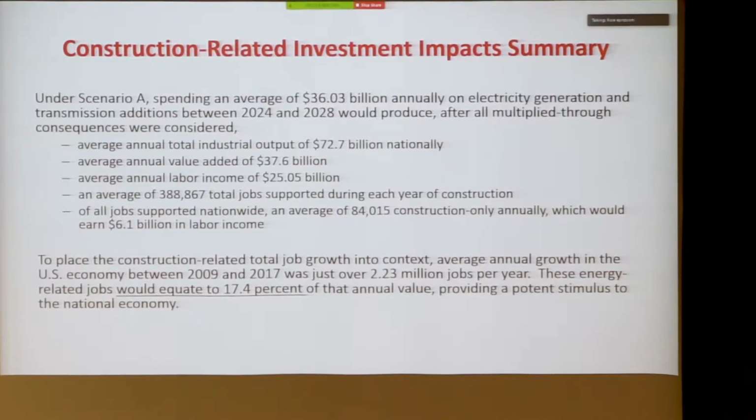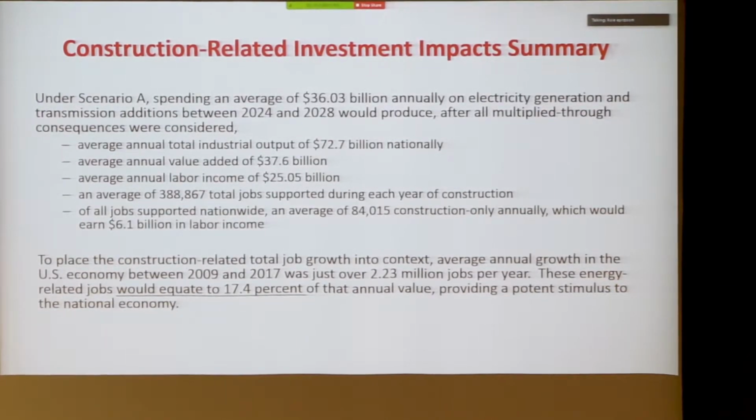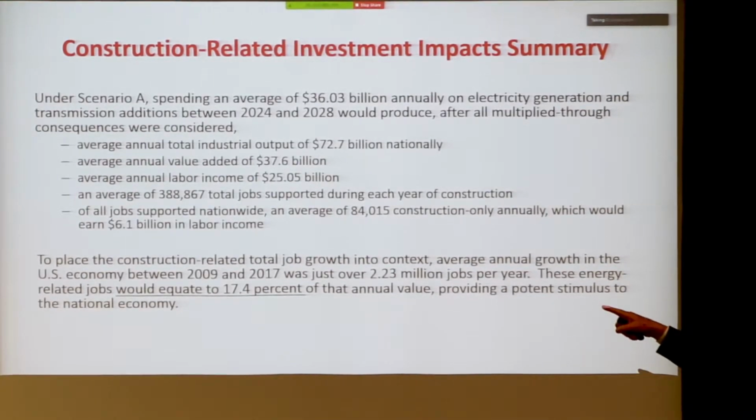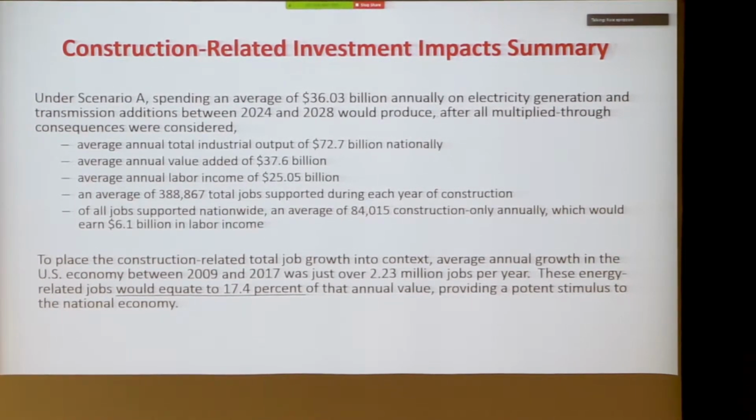So I can summarize this, and we can try to put it into context. Again, each year annually they'd be spending 36-point-something billion in investments. The annual average of output would be 73 billion. Of that, almost 38 billion would be value added. Of that value added, 25.1 billion is labor income. 389,000 jobs are supported. And then of that, a little over 20%, 84,000, are construction only.